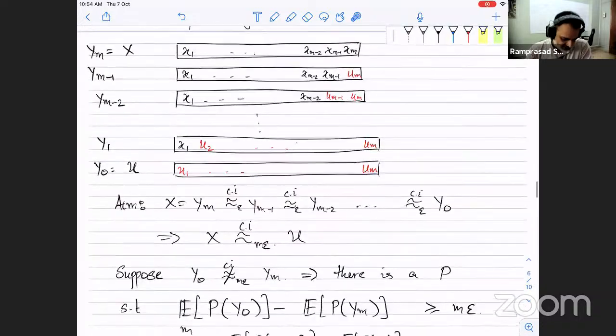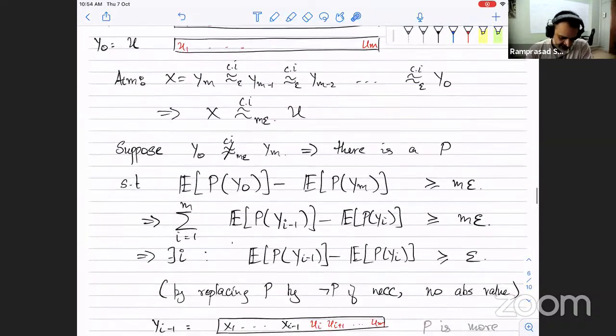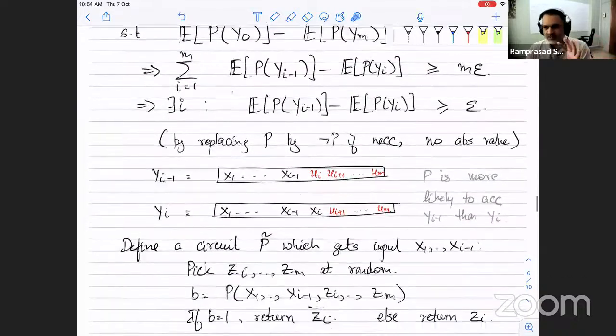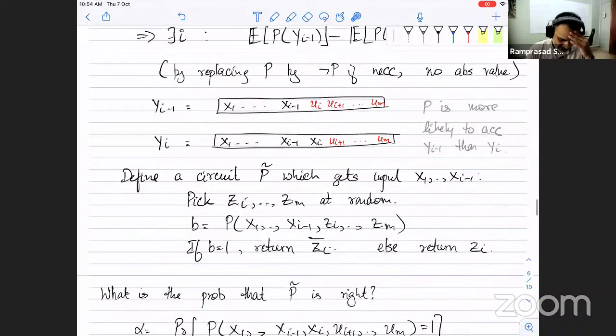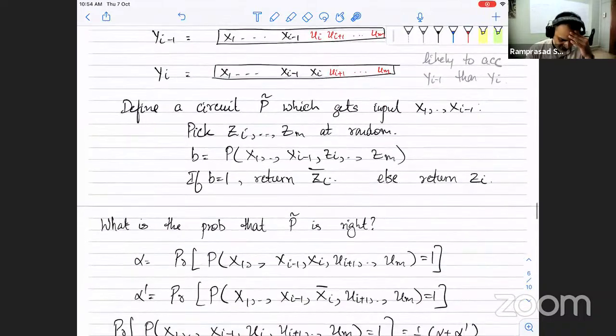So it's a fairly simple proof. It's just getting used to taking one circuit, slightly modifying its output to get a different circuit, etc. And so that's all I wanted to say here.